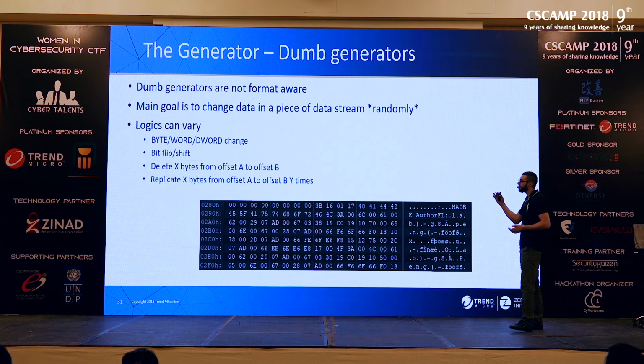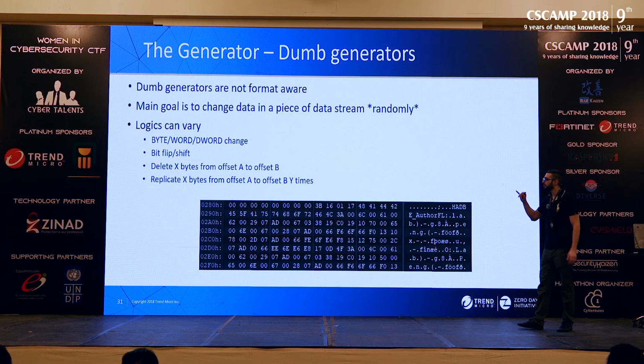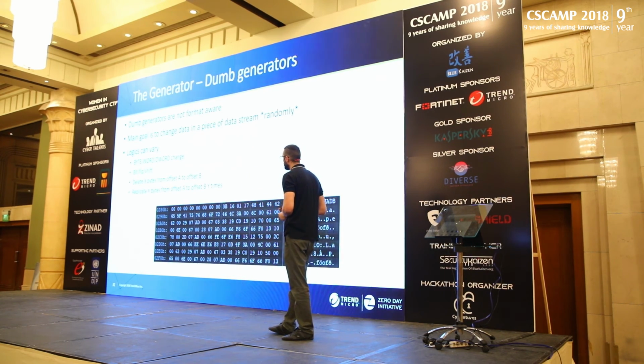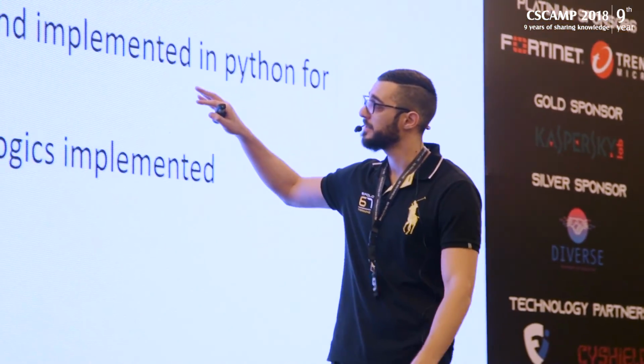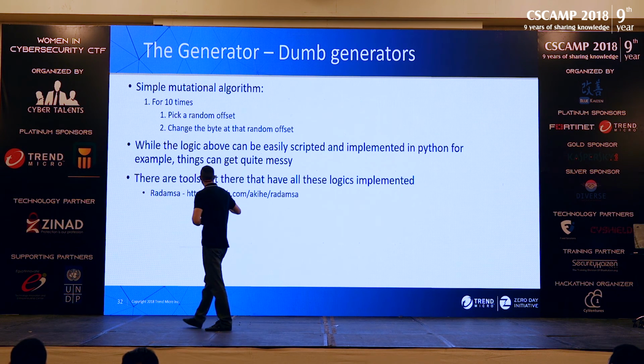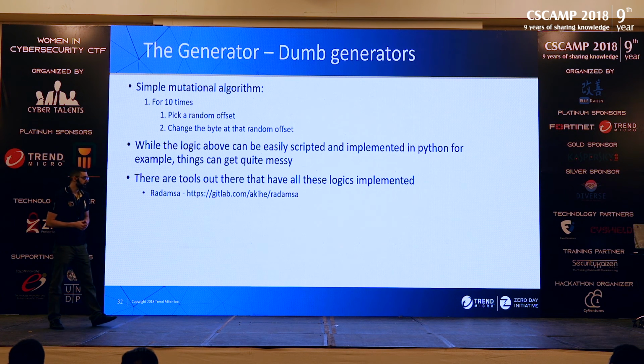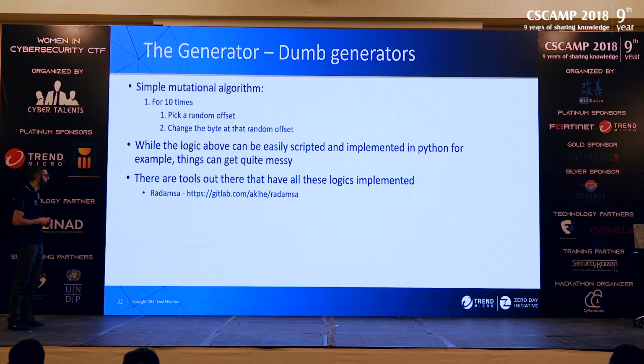Some logic in a dumb generator is composed of changing one byte, changing one word, flipping a bit, or it can even delete a chunk of binary data out of the file, or duplicate certain data. The simplest algorithm is, let's say, pick a random offset, change a byte, do that 10 times, and then send the data. That's basically the dumbest way to do it.